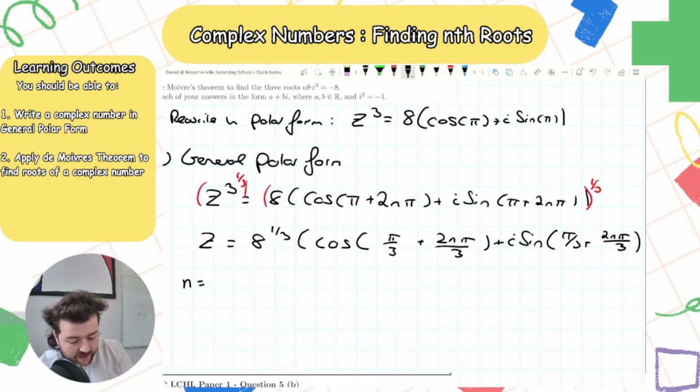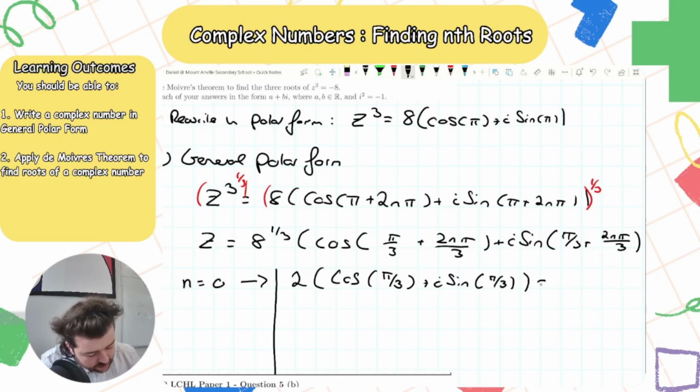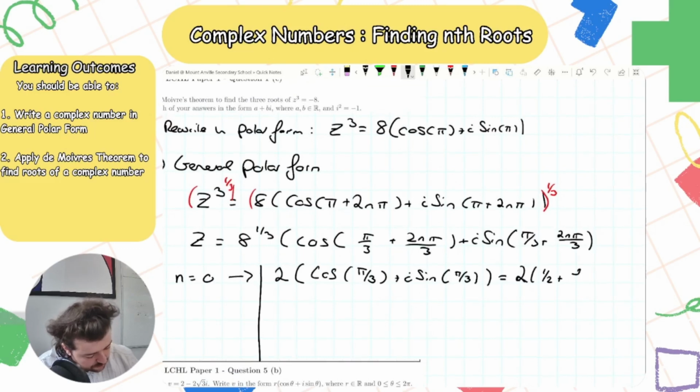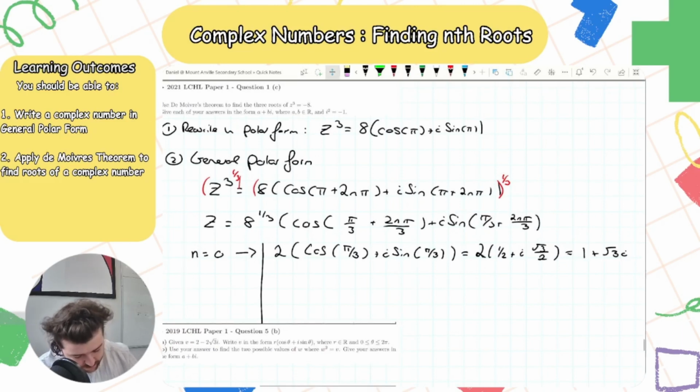So let's sub in values of n. So we have z to the power of 3, so we have 3 solutions. So we're starting with n is 0. The cube root of 8 is 2. So 2 cosine of pi over 3 plus 2 times 0 pi over 3, which is going to go to 0. So it's pi over 3 plus i sine pi over 3. Make sure you calculate it in radians. 2 cosine pi over 3, which is equal to 1/2. So 2 times 1/2 plus sine pi over 3, which is equal to i times root 3 over 2. Then my final answer is going to be 1 plus root 3 i. That is my first solution.